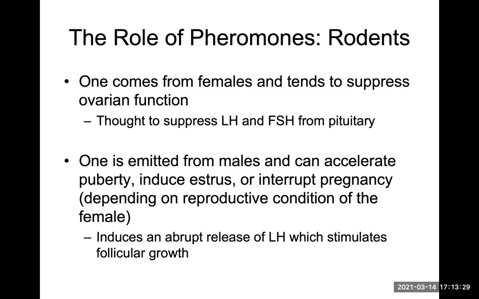The other pheromone from males can actually accelerate ovarian function. So it accelerates puberty, can induce estrus, or interrupt pregnancy, depending on what's going on. And so what happens here is there's an abrupt release of luteinizing hormone, stimulating follicular growth. So if the rodent was already pregnant, this would interrupt pregnancy basically and cause an abortion by stimulating the process to start over again with estrus.